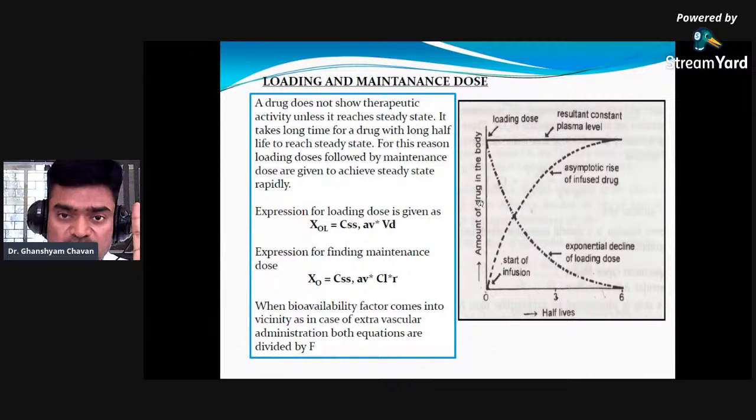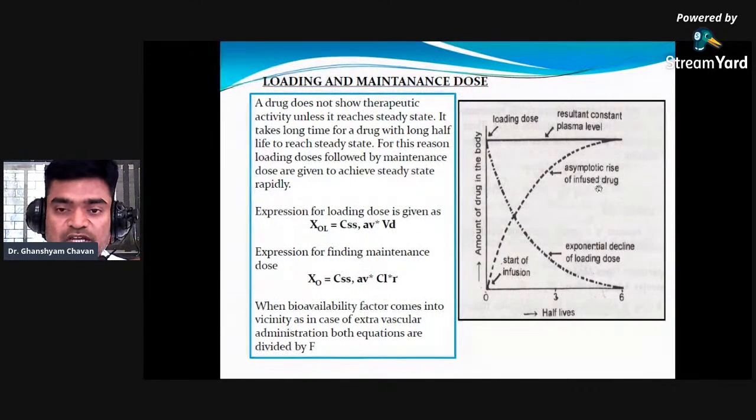Once you have given the loading dose, after that you have to continuously give the drug by infusion. Here this is the infused drug, and this is the loading dose. Loading dose is always given by the bolus way, by the bolus dose. It means you give the intravenous dose by injection in one attempt.